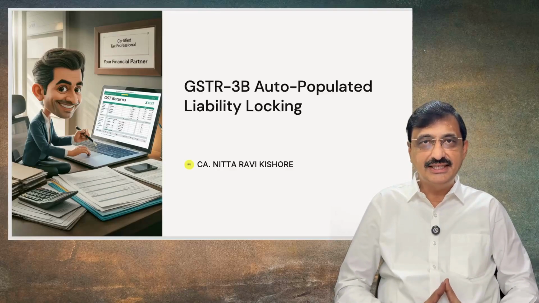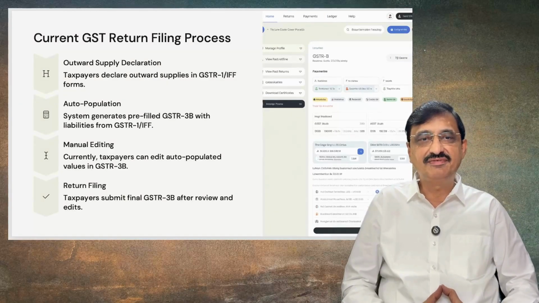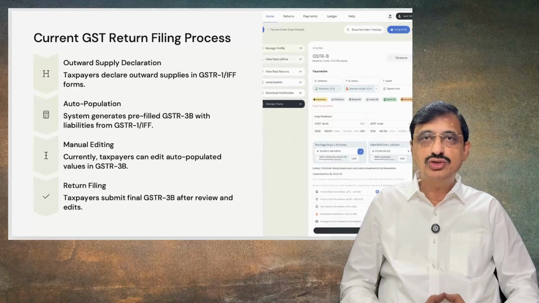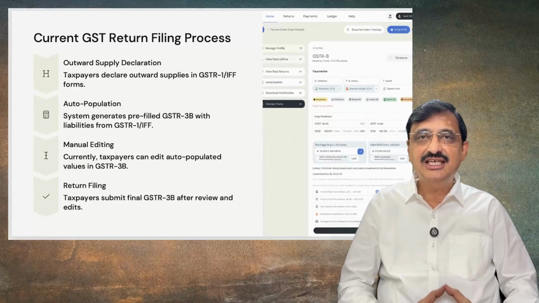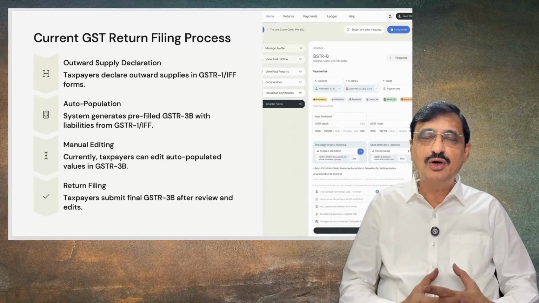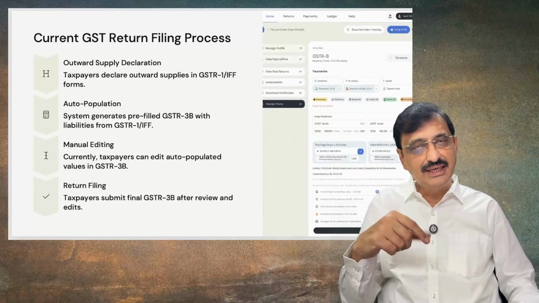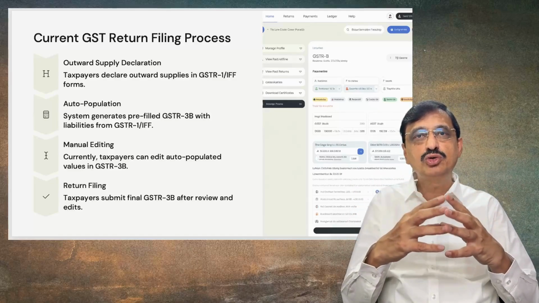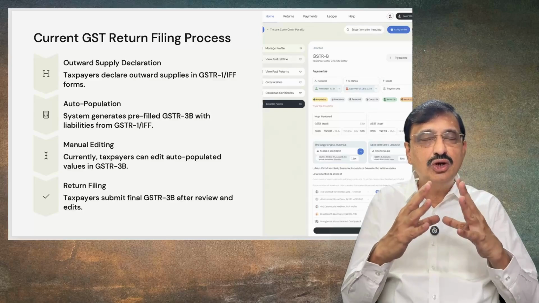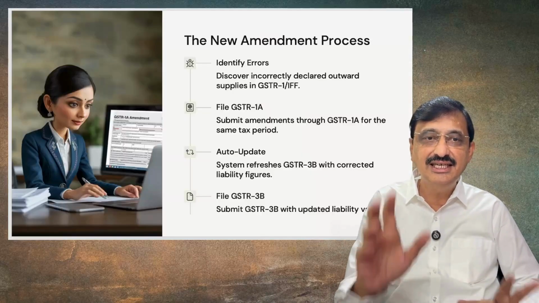GSTR-3B auto-populated liability locking, effective from tax period July 2025. Until the June 2025 tax period, the SSC will first furnish its GSTR-1 or IFF statement. Thereupon, the liability of outward supply gets auto-populated in GSTR-3B. But before filing the GSTR-3B, the SSC will be able to modify those columns or liabilities. Thereafter, he will furnish his GSTR-3B.